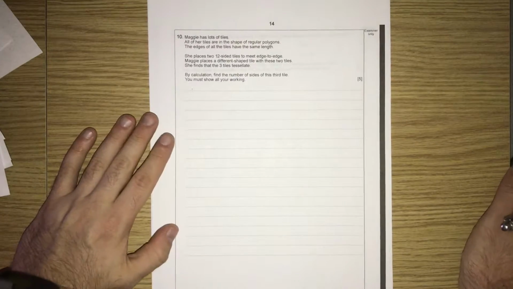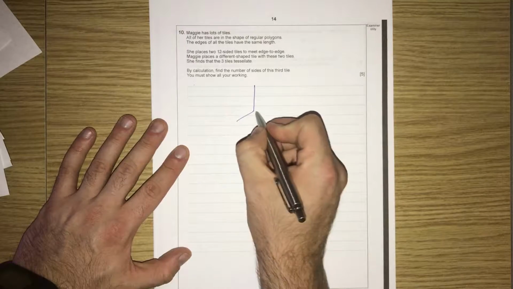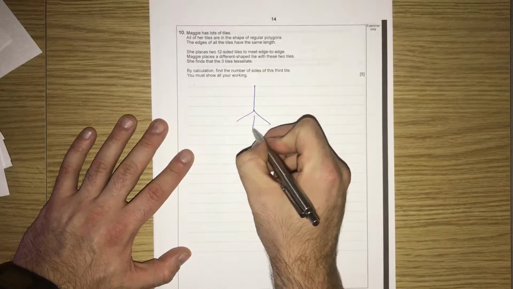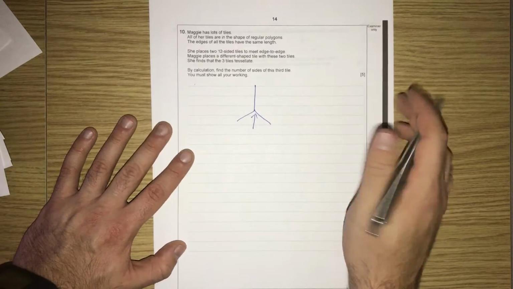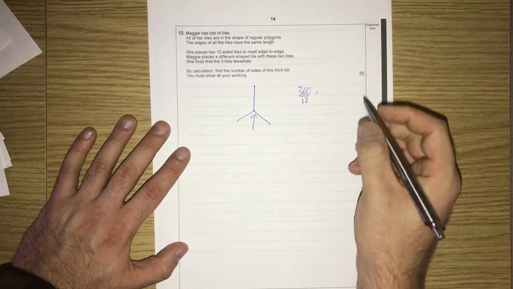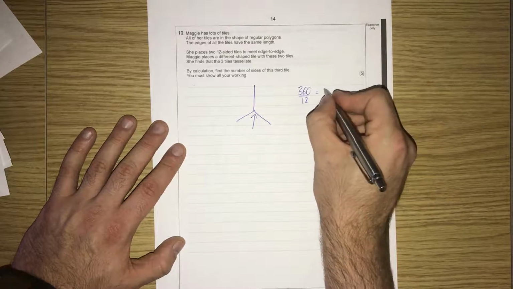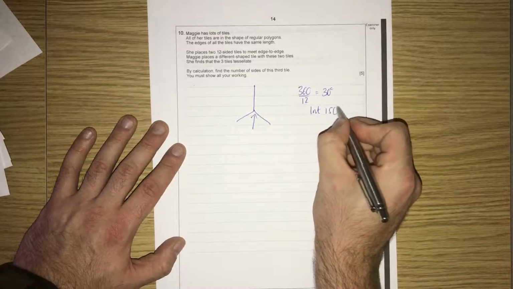So tiles, this one is going to be a question about angles in a polygon. We have two 12-sided tiles and we're trying to work out what tile goes in the middle. With a 12-sided tile, the exterior angle will be 360 divided by 12, which is 36 divided by 12 is 3, so that is 30 degrees. That means the interior angle is 150 degrees.